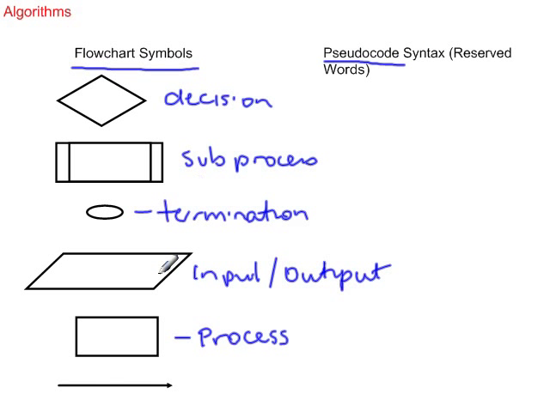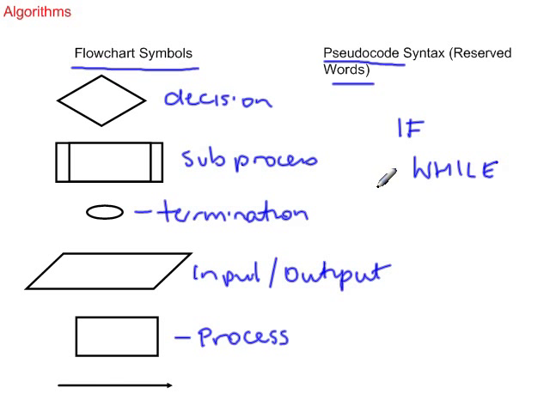In pseudocode, we don't have these symbols, but what we have is reserved words. And typically those reserved words are in capitals. So you might have IF, you might have WHILE, and these words, by putting them in capitals, highlight that they're keywords, that they're reserved and part of the algorithm.